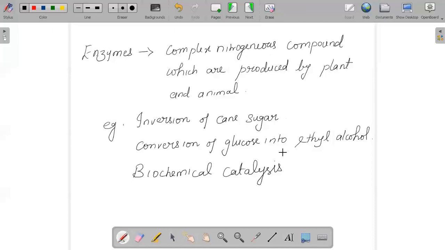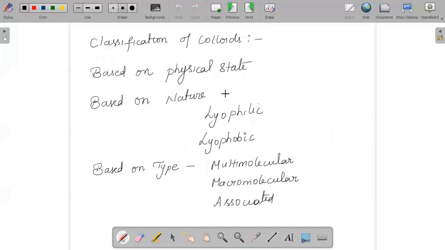For example, a simple thing which is used is the conversion of milk into curd. We have lactobacilli present in curd, and that helps in converting milk to curd. So there are different enzymes which are being used.